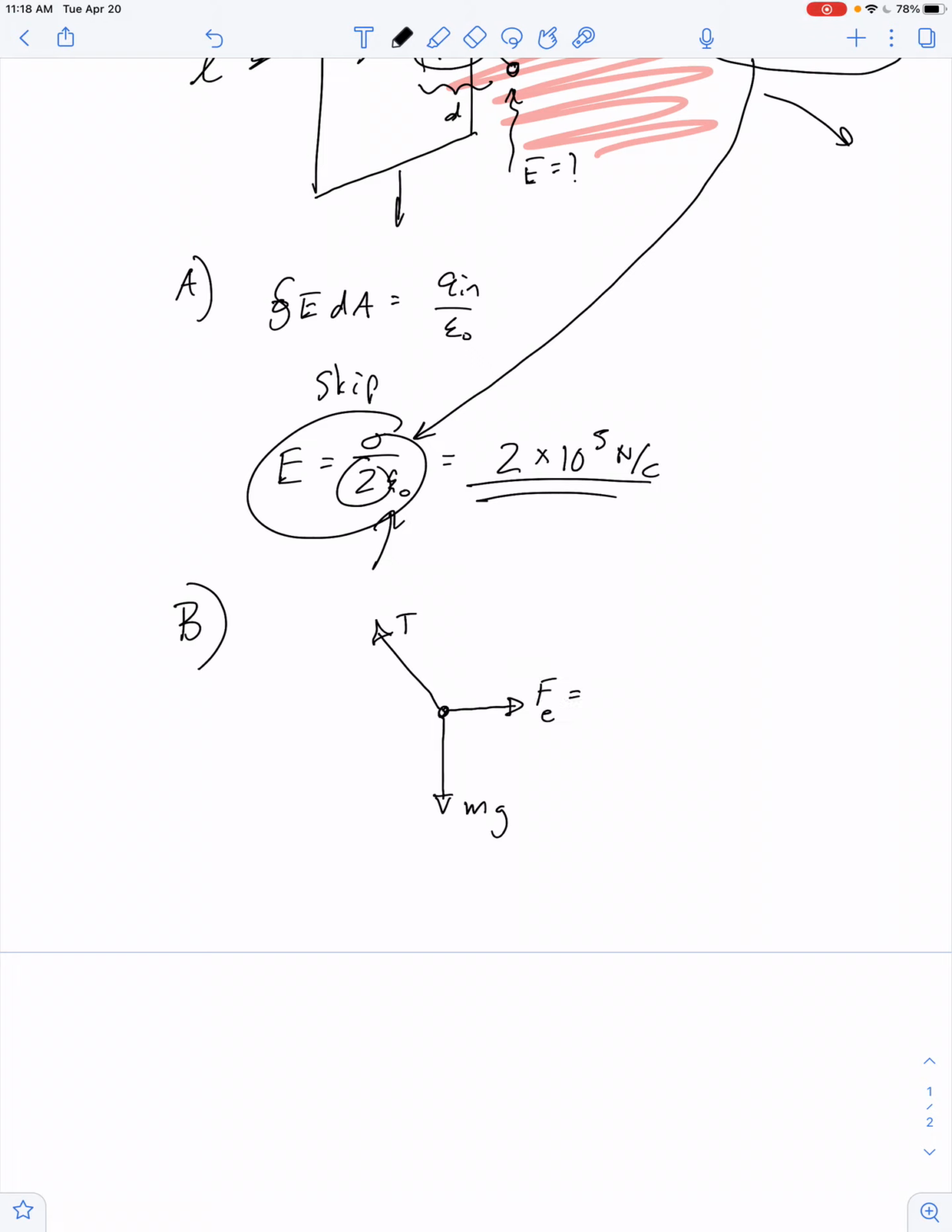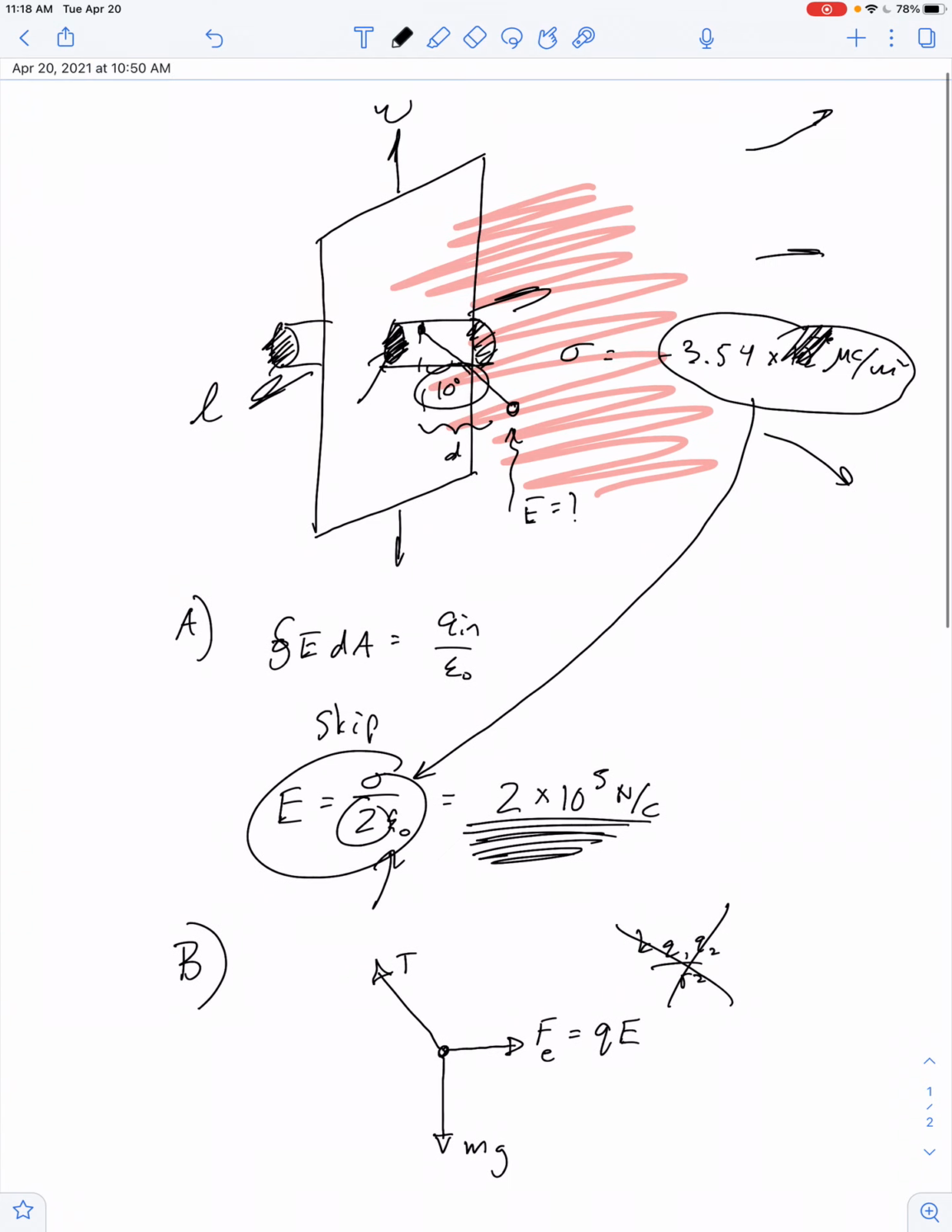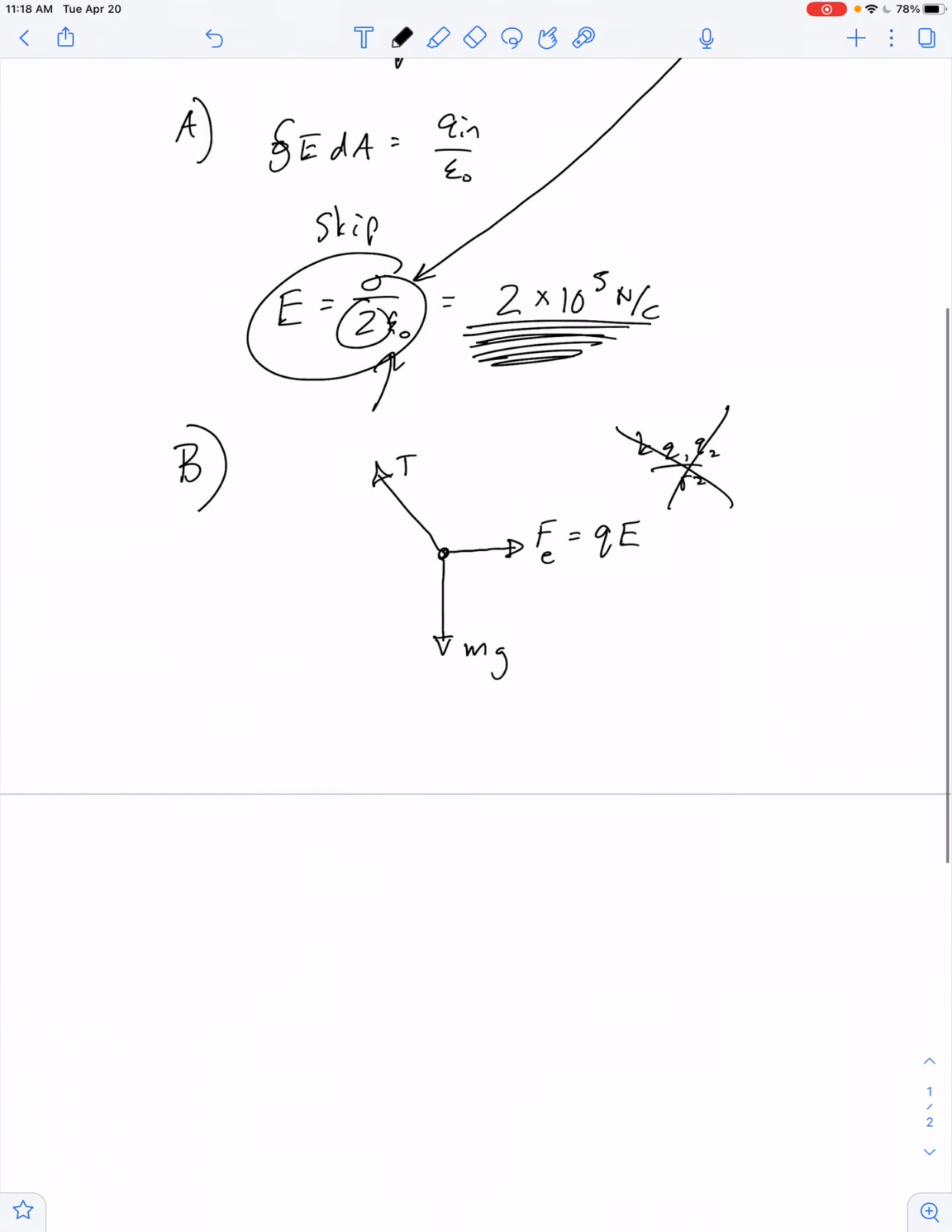It might be worth noting that that force is equal to nothing more than the charge of the bead multiplied by that electric field that we just solved for in part A. It would be a mistake to say that this force could be calculated as kQ1Q2 over r squared. That's the type of formula we would use if we had two point charges. This is a point charge interacting with an infinite sheet, not a point charge interacting with another point charge.